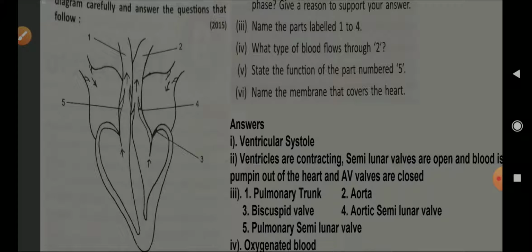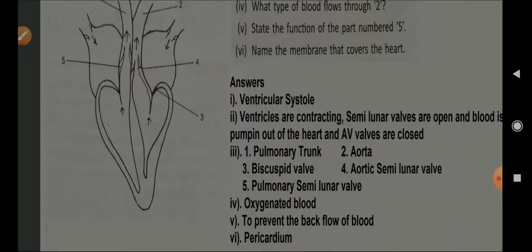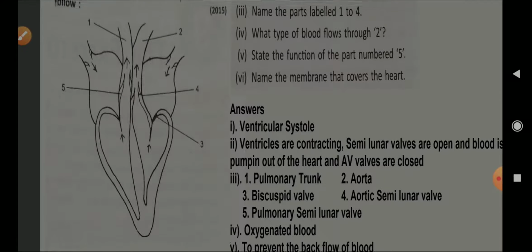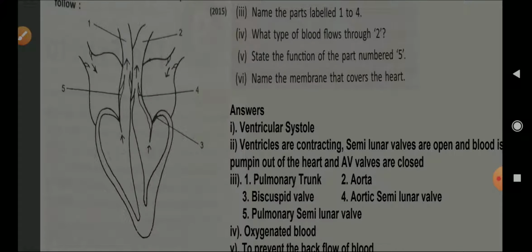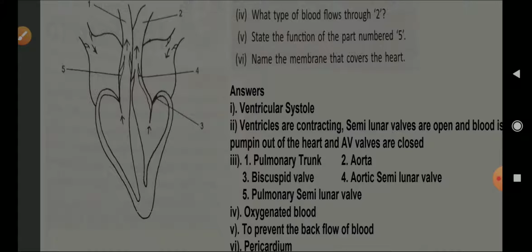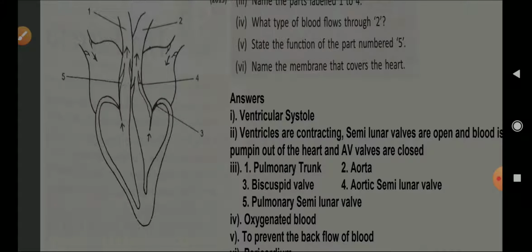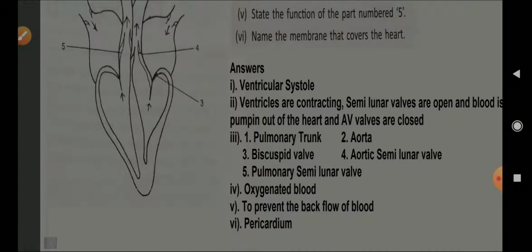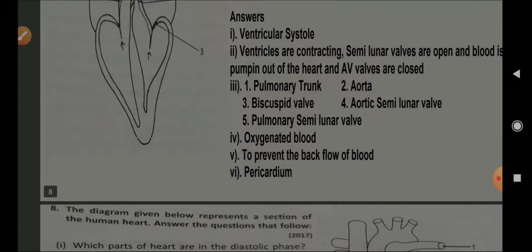To supply deoxygenated blood to the lungs, and the valves will be preventing the backflow of blood. Question number 4 is remaining. Whatever blood flows through 2, the answer is oxygenated blood. And question number 6, name the membrane that covers the heart. It is pericardium.